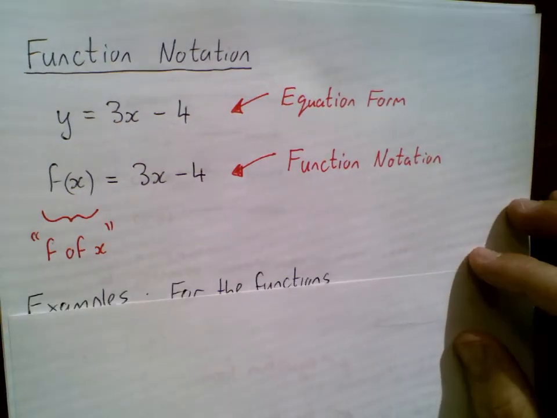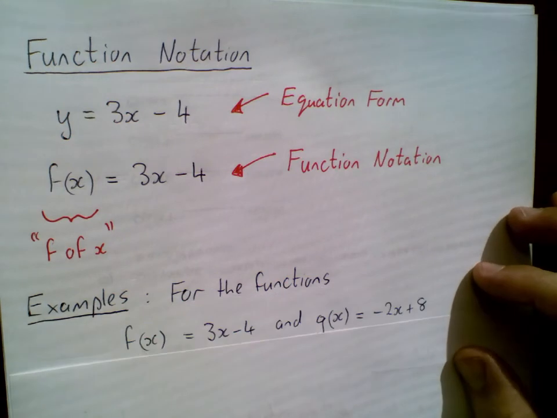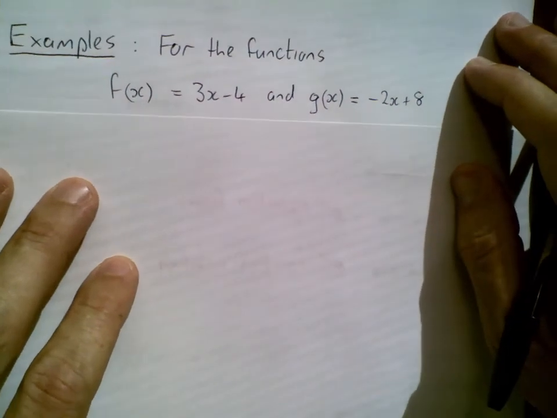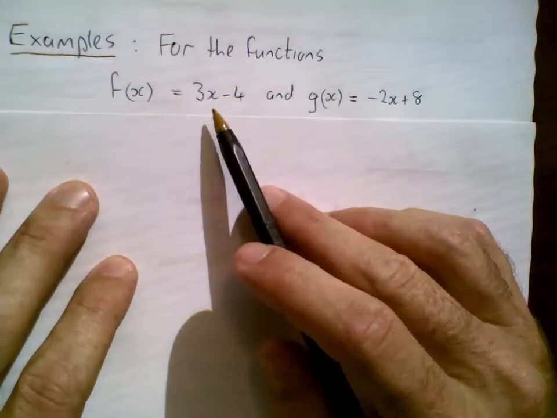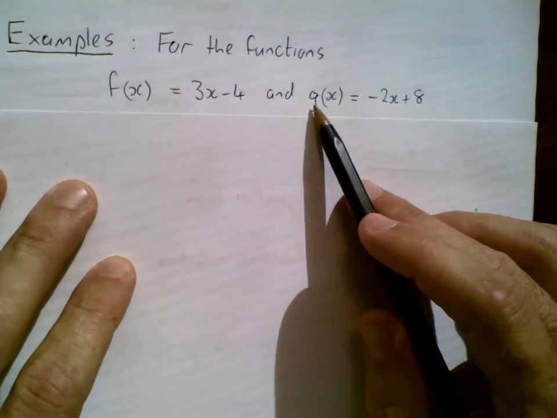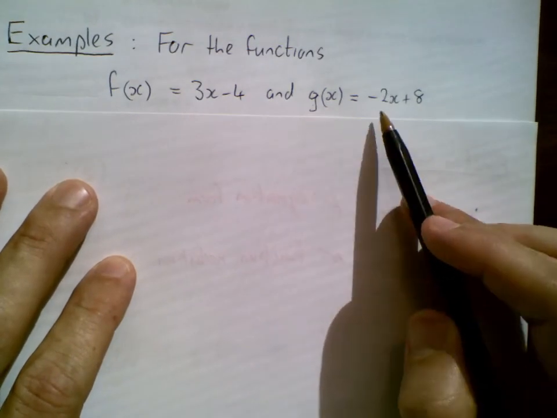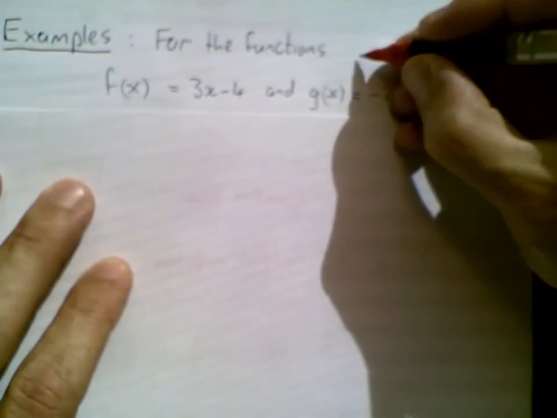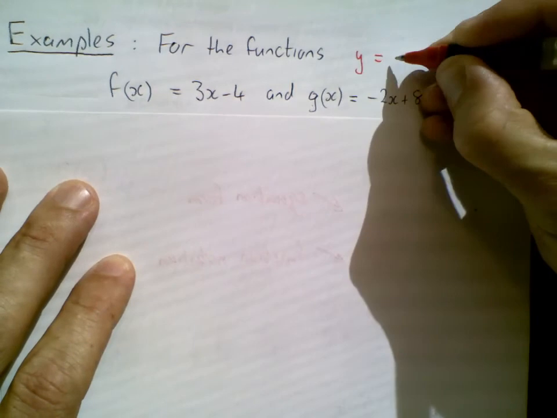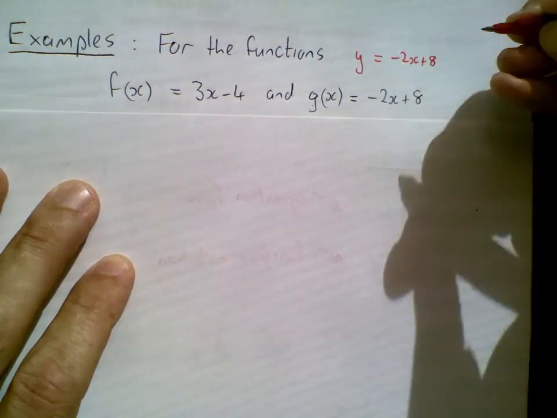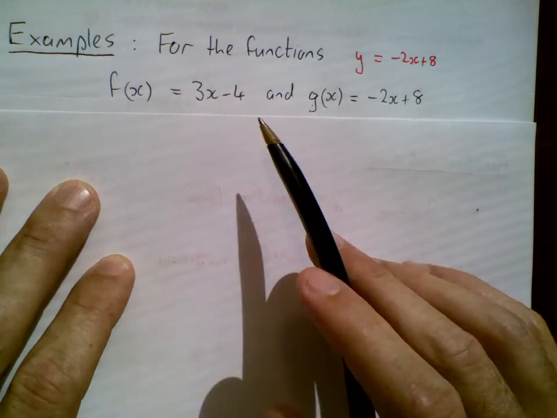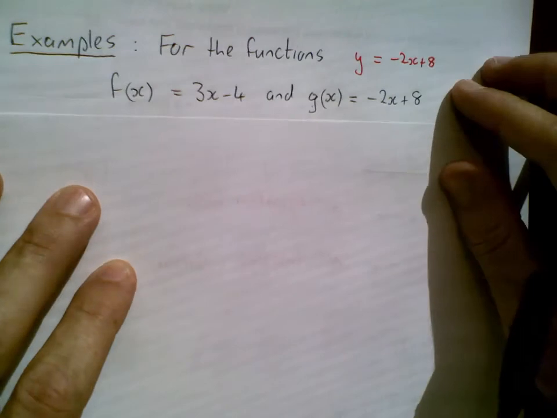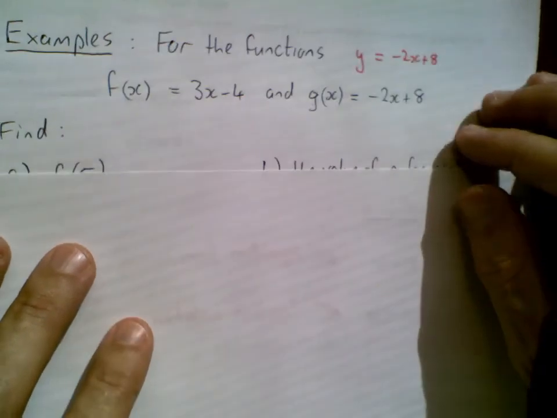Okay, let's do a couple of examples. I've just introduced another function here. I've got my original function, f of x is equal to 3x take 4. I'm just going to introduce another one using a different pronumeral. g of x is equal to negative 2x plus 8. And again, we could think of this function as y is equal to negative 2x plus 8. But this way, given two functions, we can differentiate between them, one with the f, one with the g. Okay, so let's do a few questions on these.